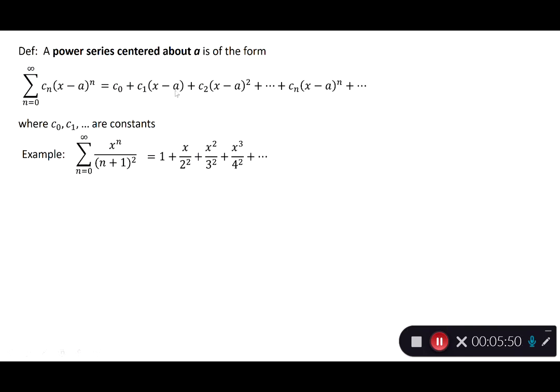And we already established that a is 0, so C1 times x. So what is C1? The coefficient of x. What is the coefficient of x? In other words, in our case, what is x being multiplied by? 1 over 2 squared. So C sub 1 is 1 over 2 squared. By a similar argument, C sub 2 is 1 over 3 squared, C sub 3 is 1 over 4 squared, and so on. So definitely we do have a power series here, right? That's the idea.